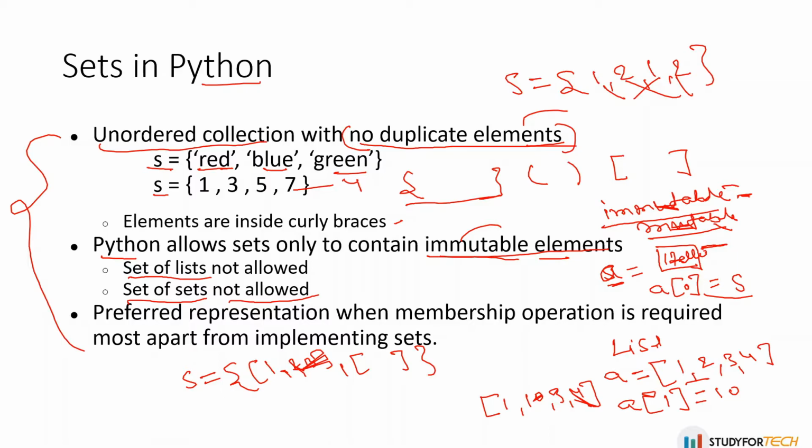A set is the preferred representation when a membership operation is required. What does membership operation mean? When you have defined one set, let's suppose 1, 2, and 3, and you want to check whether 2 is inside that or not. You are trying to check the membership, whether 2 belongs to S or 2 does not belong to S. If this kind of operation is required, then set is the preferred data type.